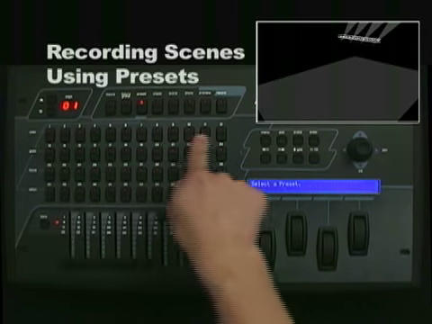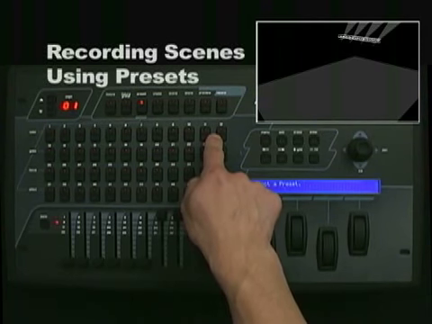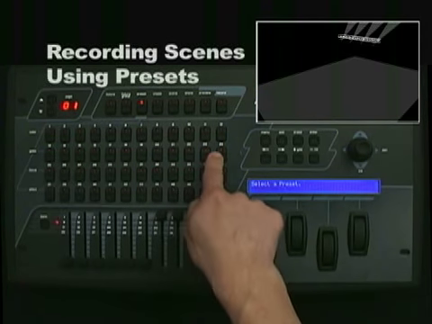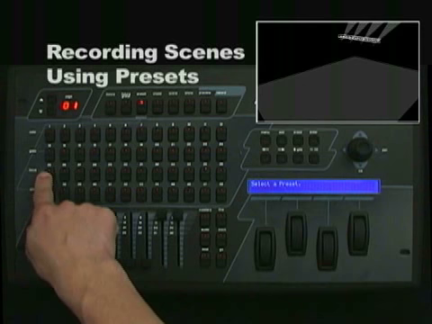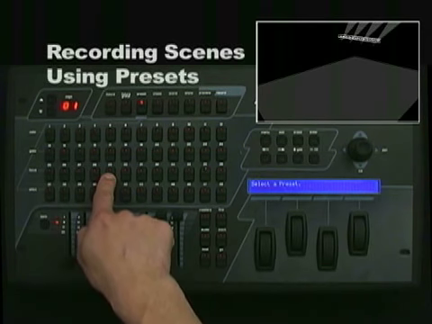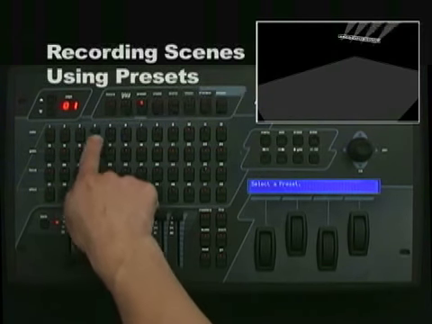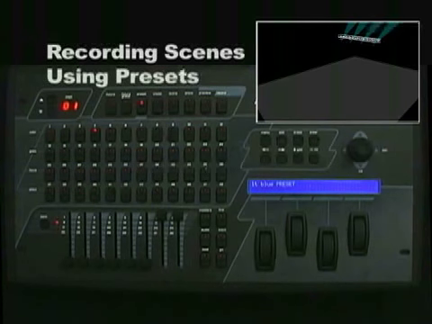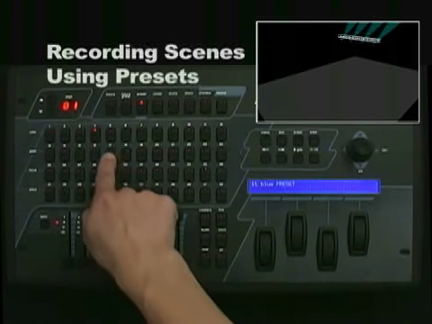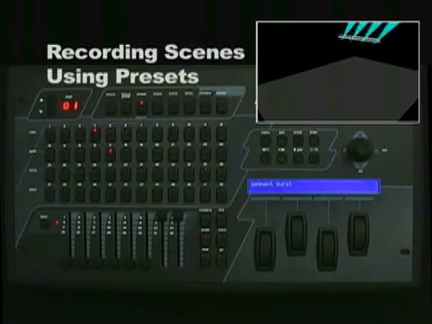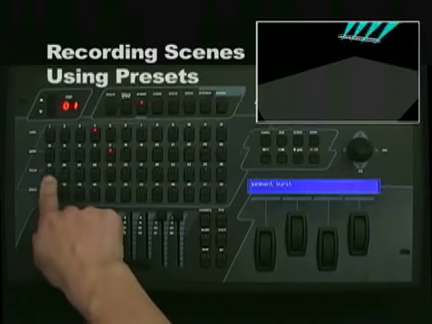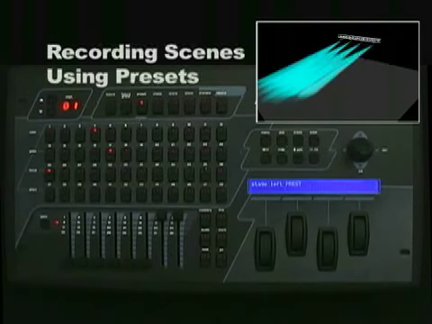My color presets are on the top row, my gobo presets are on the second row, and I recorded a couple of focus presets on the third row. I'll select button 4 for a light blue preset. I'll select button 17 for a gobo preset. I can then select a focus preset with the third row.